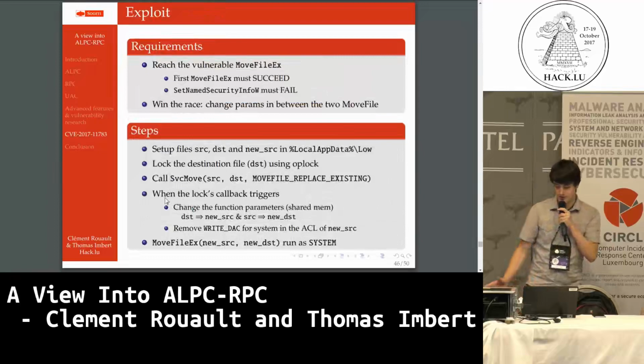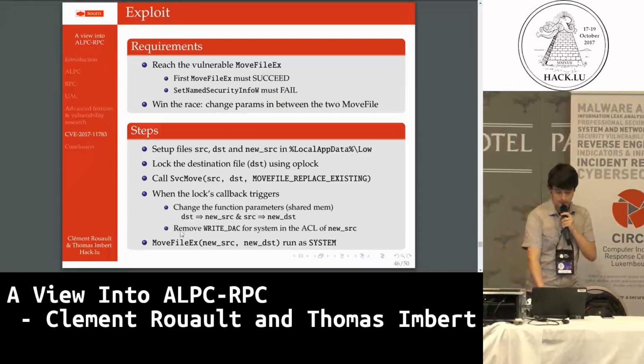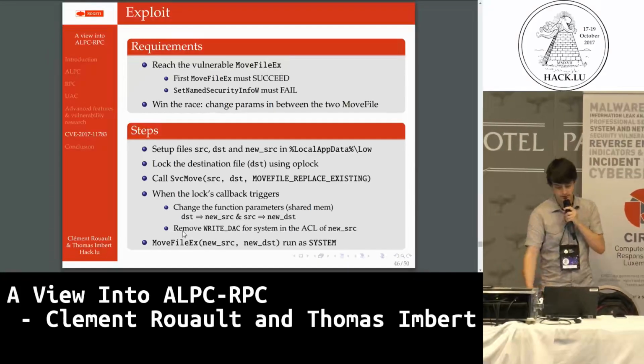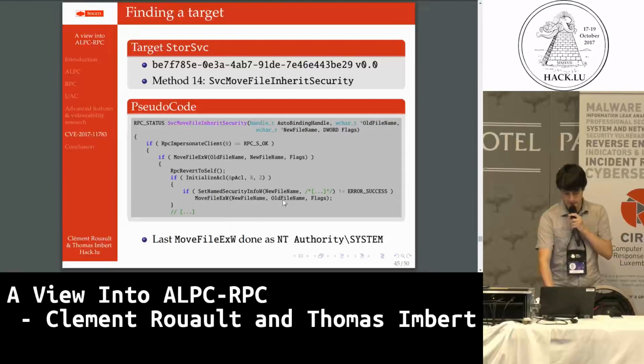So in our callback, we will change the function parameter using the shared memory vulnerability and set our payload and the path where we are to put our payload. And we will remove the write DACL for the system user in the ACL of the new source. So here we will change the function parameter. The new file name will be our payload, so we will remove the write DACL right, and the old file name will be the path where we want to put it.